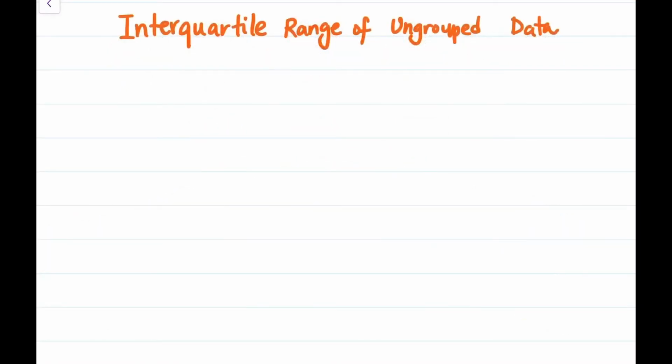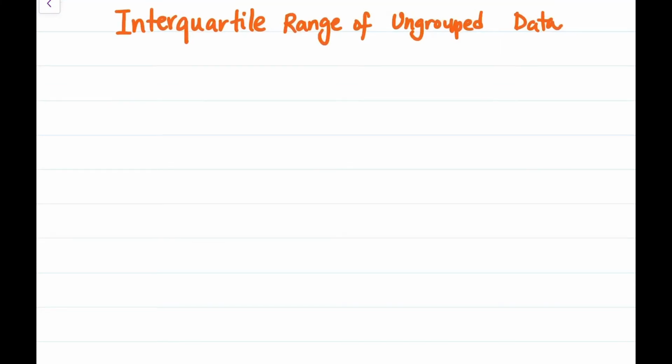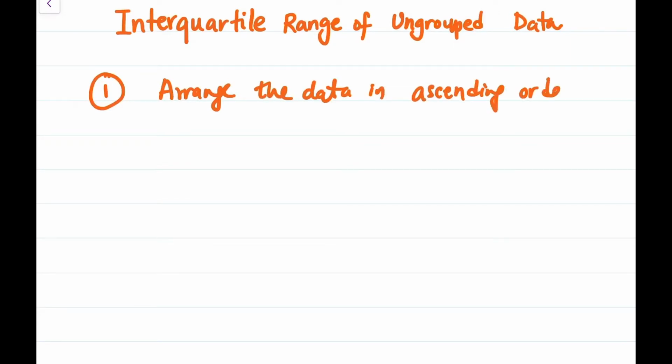Hello everyone, in the video today we are going to learn how to find the interquartile range of ungrouped data. There are several steps that you have to follow. First of all, you have to arrange the data in ascending order. So I'm going to write down the steps here. Ascending order means from least to the greatest.